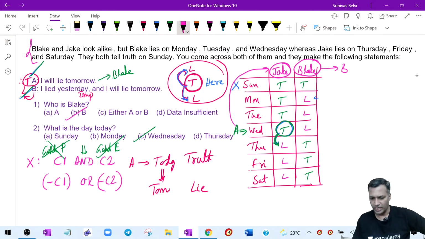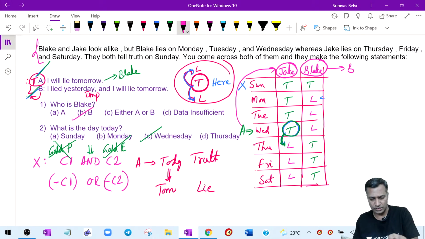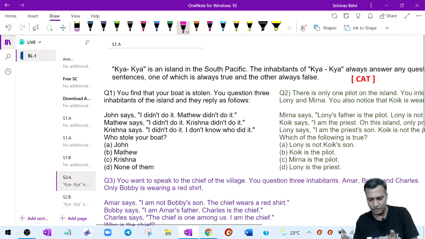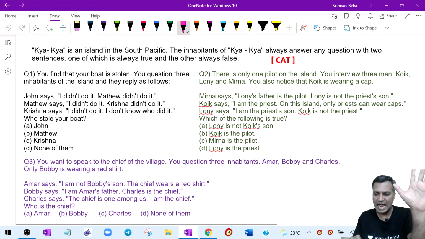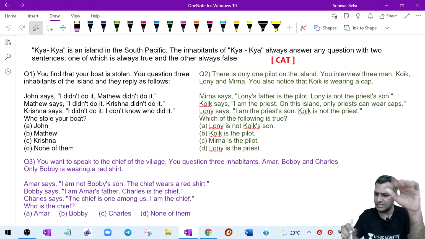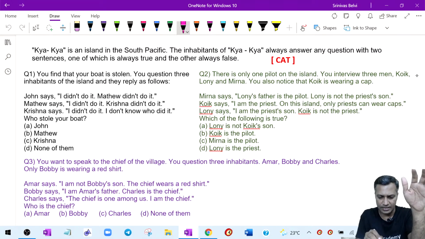Point taken. Fine. Now let's come to the CAT set. All right. Now push yourself a little bit. Now make sure that you start with the sentence that makes sense to start with. Now, I don't want you to solve all three of them. Absolutely not. This is the CAT set as it is. For several years, they use this Katya Island.